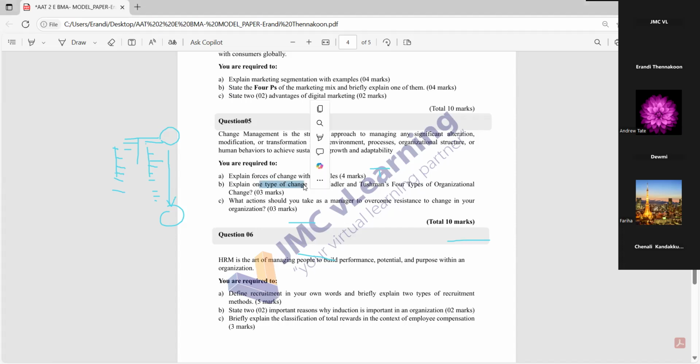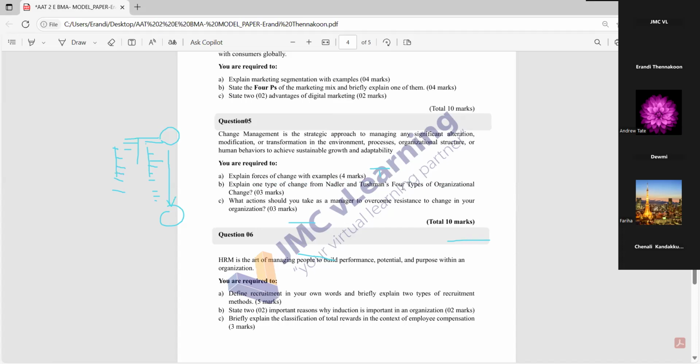They are tuning, adaptation or flexibility, reorientation, recreation. So you have to explain one type of change from Nadler and Tushman's four types of organizational change. So you don't have to write all four types, right? Or else when you are starting, you can mention it like this.